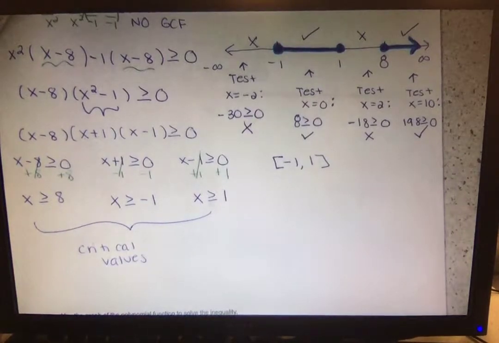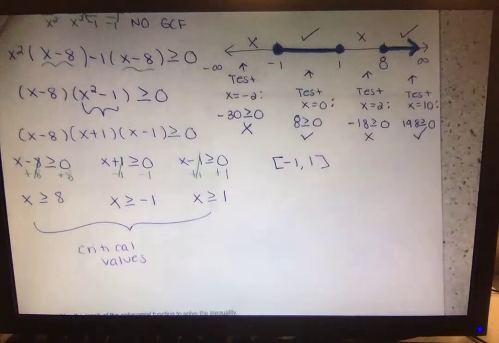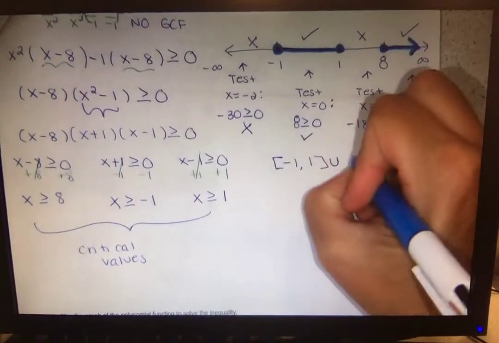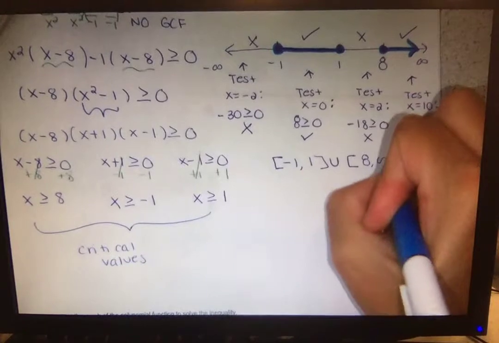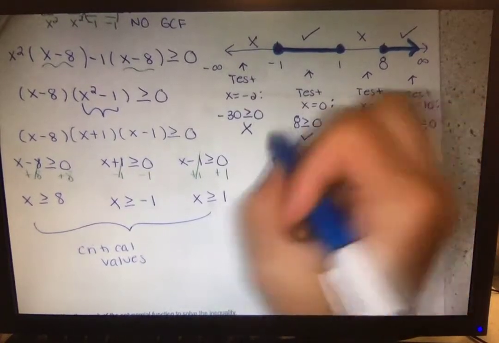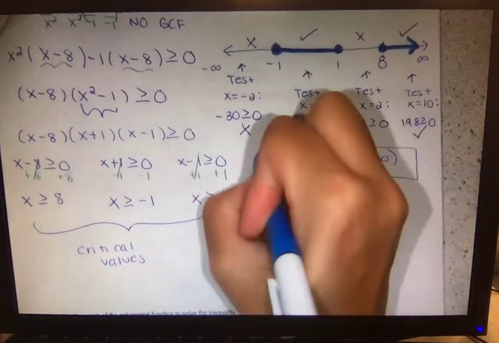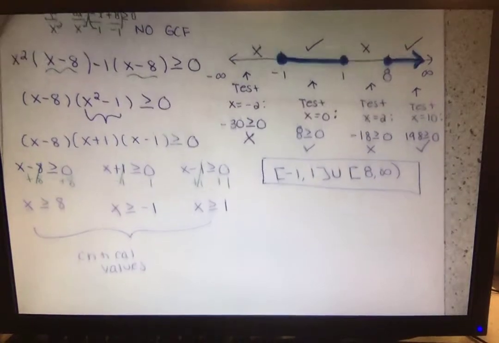Or we have this other piece. X could be in this piece, or it could be in this piece. So we're going to use our U to unite the two together. Bracket 8 towards positive infinity. For infinities, we always use parentheses. Final answer.